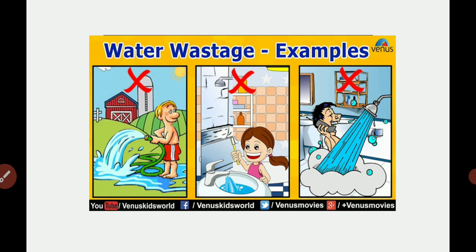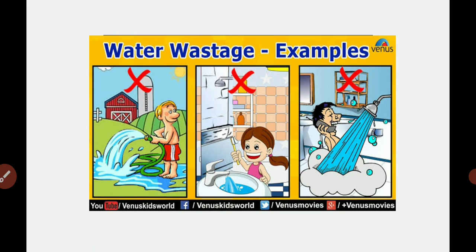Overdrawing of underground water and excessive irrigation. Irrigation means supplying water in the crops, cause wastage of water. So we should not do such type of activities. We should use water wisely.